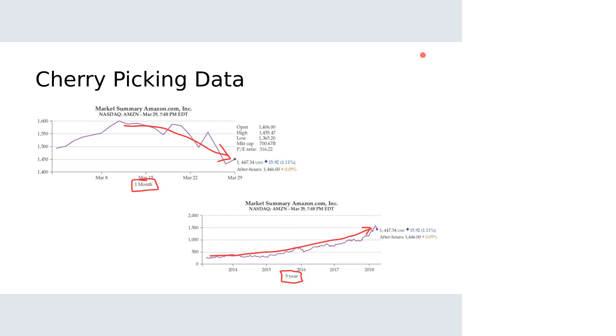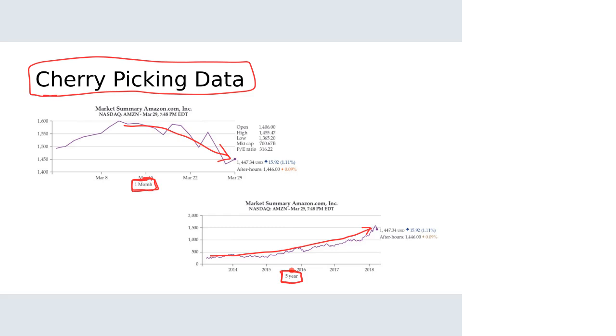And this is what's meant by cherry picking data. We've cherry picked the data to see, well, if we just look at this 1 month, yeah, it doesn't look so good. But if you take a step back and look at the 5-year window, we're seeing something different.